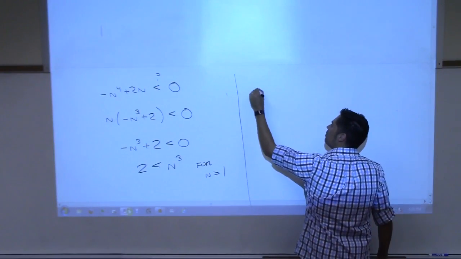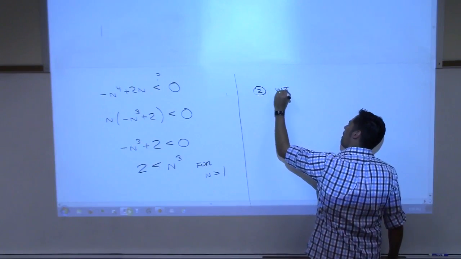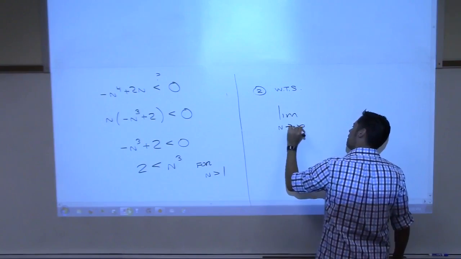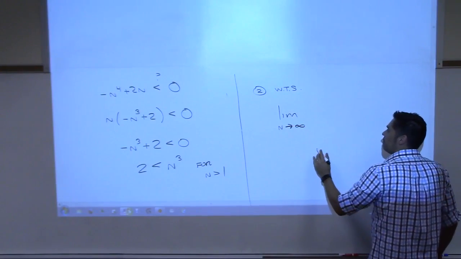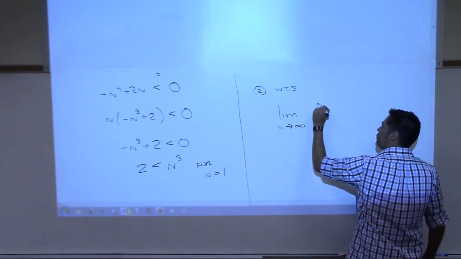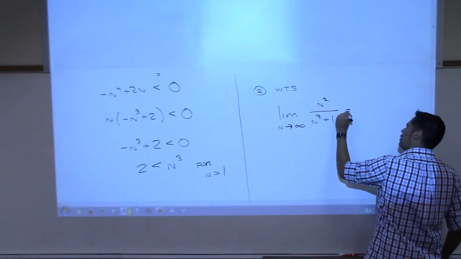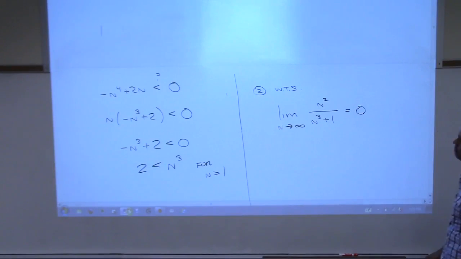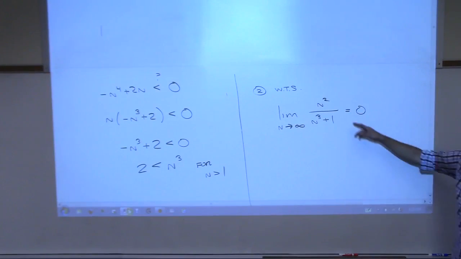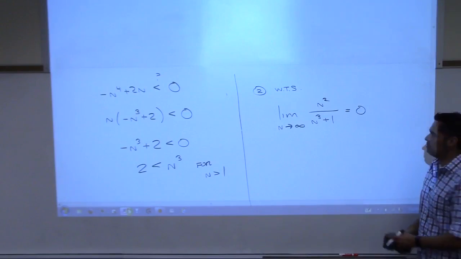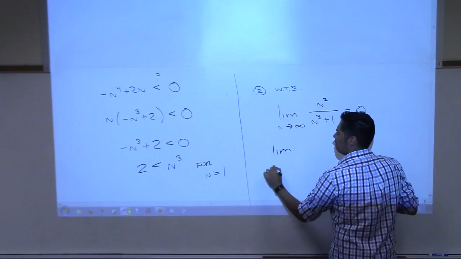So for part 2, I want to show that the limit as n goes to infinity of the sequence, which was n squared over n cubed plus 1, is 0. So I want to show that that's true. So is it? That's infinity over infinity, right? So L'Hopital? So let's do L'Hopital.